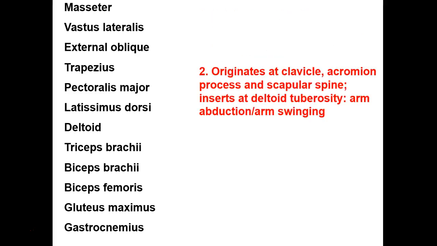Let's look at another example. Another muscle originates at the clavicle, the acromion process, and the scapular spine. So that means that it attaches to the collarbone or clavicle. The acromion process, you know, that's the little part that the clavicle sits on. It's an extension of the shoulder blade. And then the scapular spine, which is on the back. And it says that it inserts at the deltoid tuberosity, and it abducts the arm and is important in arm swinging. So again, this is kind of a no-brainer, because the deltoid tuberosity is a roughened place on the humerus where what muscle attaches? The deltoid.